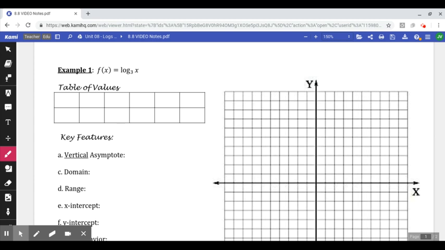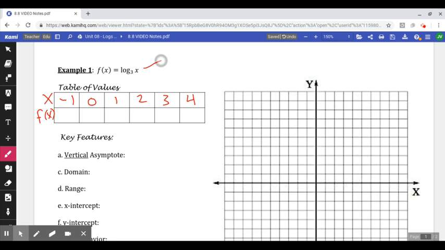To do this, we're going to make a table of values. So the top row here is going to be x, and then the row below is going to be f of x, or y values. And we're going to arbitrarily pick those x values. I'm going to pick a few for you, and we're going to see what happens when we type this in our calculator. So I'll choose -1 for x, 0, 1, 2, 3, and 4.